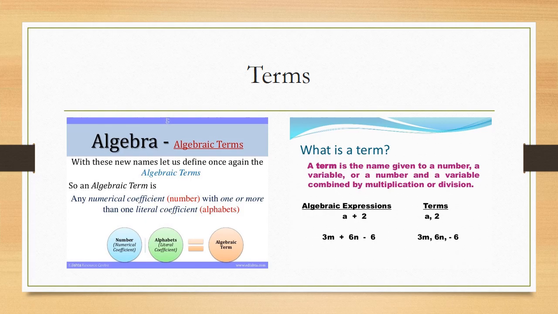Algebraic terms. Any numerical coefficient with one or more than one literal coefficient is known as an algebraic term. A term is a name given to a number, a variable, or a number and a variable combined by multiplication or division. For example, the algebraic expression a plus 2 has two terms, a and 2. 3m plus 6n minus 6: this algebraic expression has three terms, 3m, 6n and minus 6.